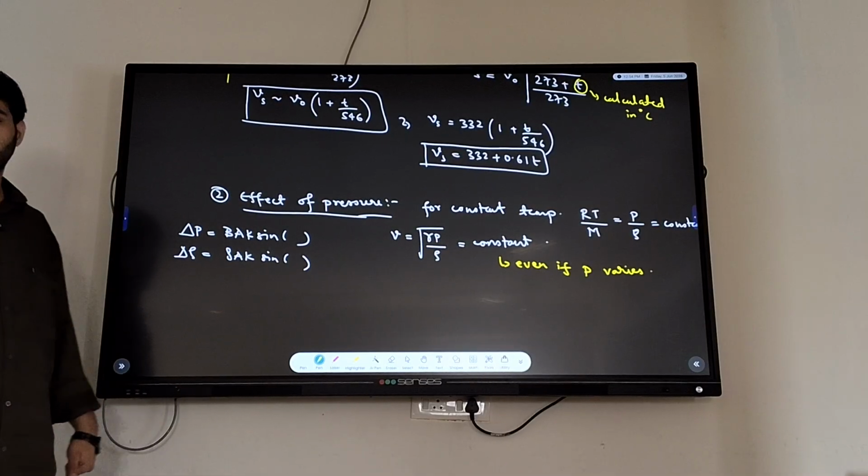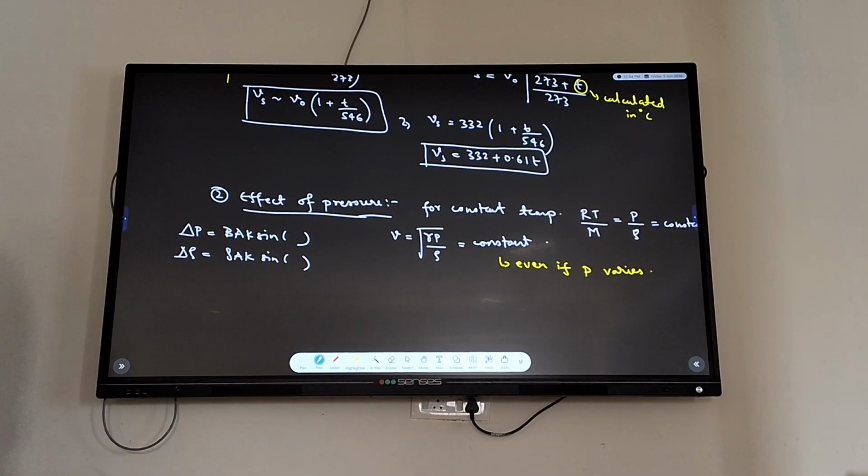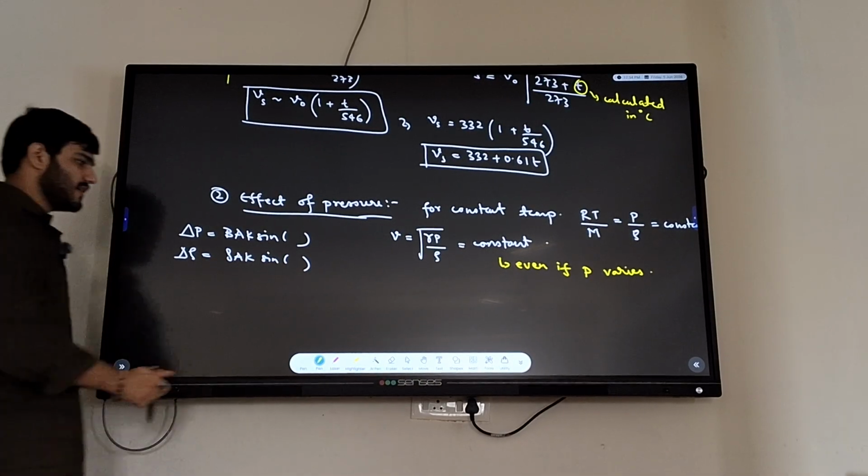Okay, this is the effect of pressure. Have you written till here? Let me complete it and then you write. Let's talk about the effect of humidity.